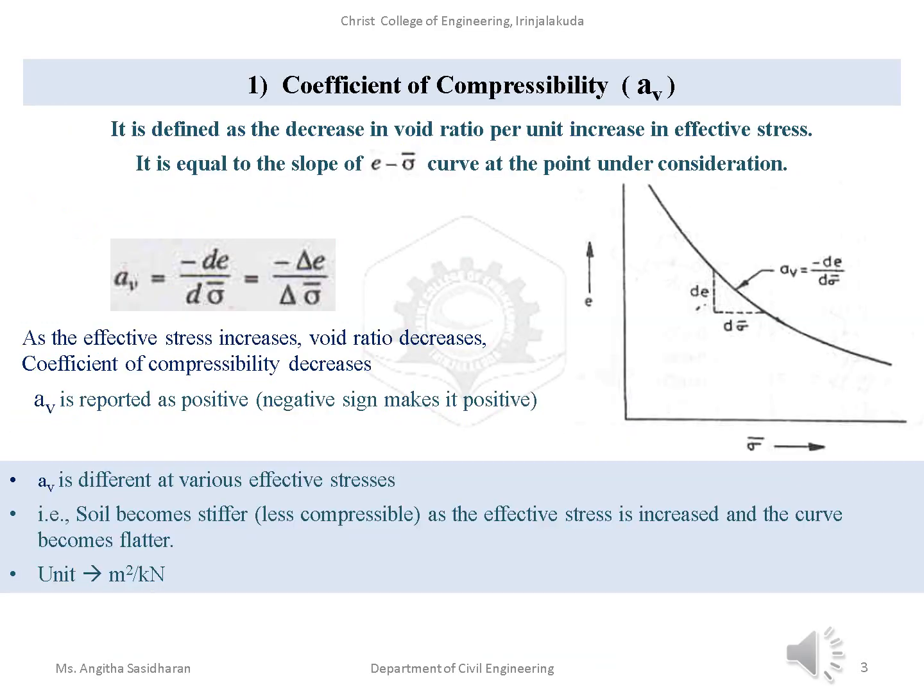There are some important definitions associated with consolidation, and let's begin with the coefficient of compressibility, denoted by a_v. It is defined as the decrease in void ratio per unit increase in effective stress. That is, it is equal to the slope of the void ratio-effective stress curve at the point under consideration. On the y-axis it is void ratio, and on the x-axis it is effective stress. If you consider a small portion of the graph, the slope of that portion can be defined as the coefficient of compressibility.